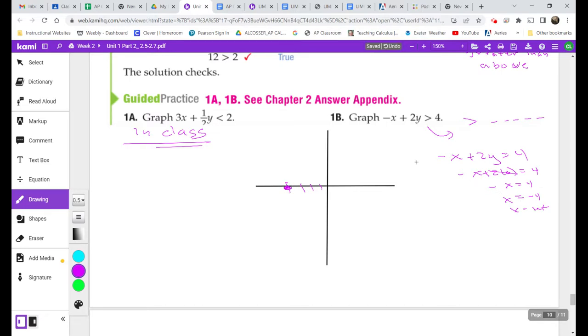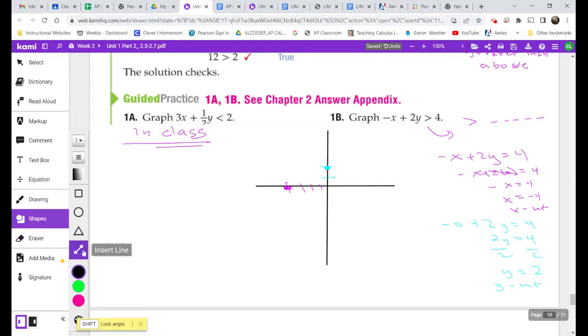Now, I'm going to do the same thing, but for my y-intercept. So that means I plug in x equal to 0. So negative 0 plus 2y equals 4. This is going to disappear, so I'm going to get 2y equals 4. Then I divide both sides by 2, and my y-intercept is equal to 2. So this is my y-intercept. I'm going to go up to 2, like that. All right? Now all I have to do is connect the dots.